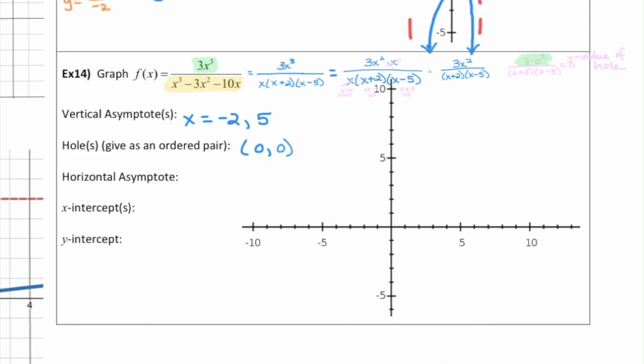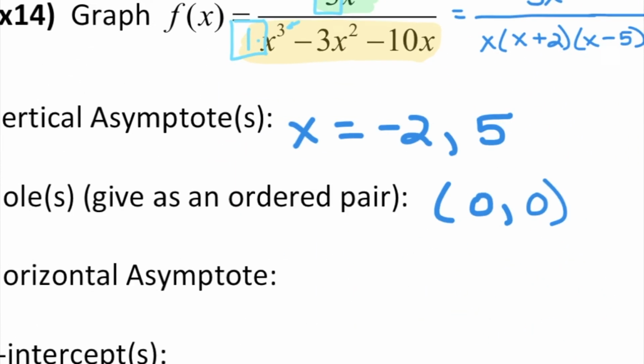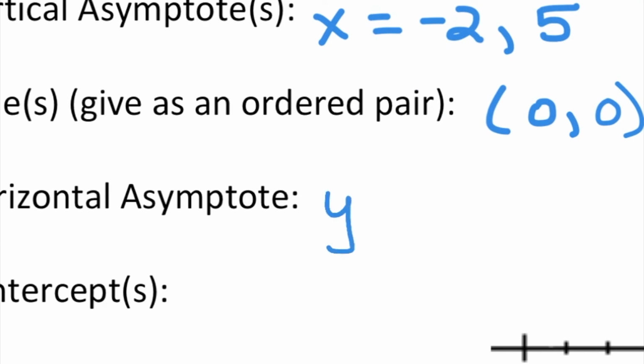Your horizontal asymptote, let's come back to here and remind you that the degree of the numerator and denominator is the same. The leading coefficient in the numerator is 3. The leading coefficient in the denominator is 1. And so my horizontal asymptote y equals 3 over 1 is just y equals 3.